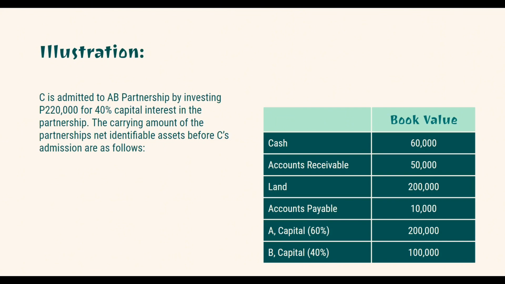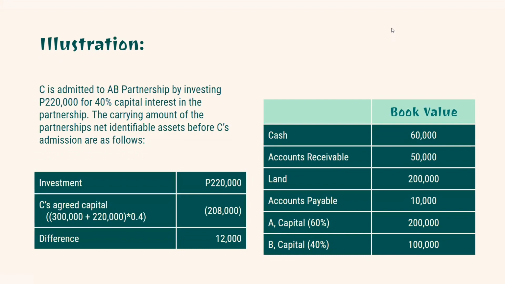So first we have to determine the proportion of the partnership book value, or the agreed capital, for C after his investment. C's investment is 220,000 pesos. If we add it to the original partners' capital, which is 300,000, that is 200,000 plus 100,000, the total is 520,000. Now the agreed capital for C is 40% of the total partnership capital. So 40% of 520,000 is only 208,000. As you can see, there is a difference of 12,000, which means that the investment of C is more than his proportion of the partnership book value.